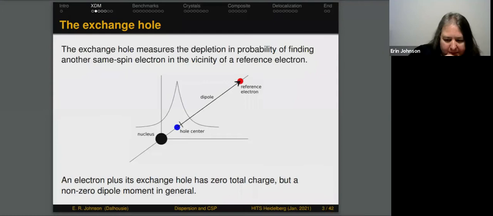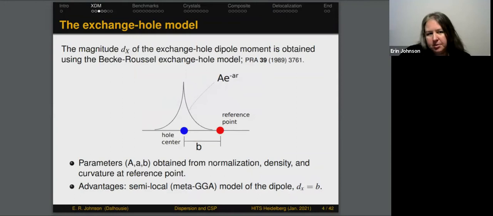Now, we could use the exact exchange hole in the dispersion method. However, the exact exchange hole is highly non-local. So it's problematic to use this highly non-local hole in periodic solids or extremely large molecules. So as a result, we'd like to use a localized or density functional hole model. And the one we turn to is the Becke-Roussel model.